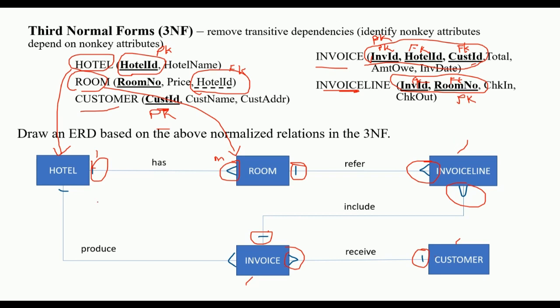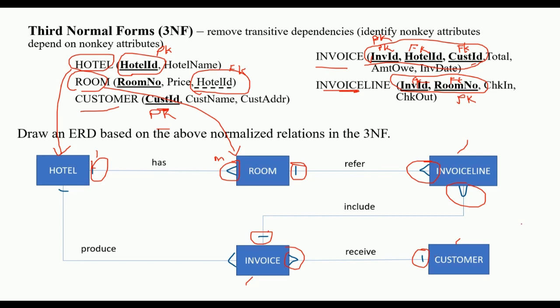Very simple, right? So one hotel has many rooms, and one room can be referred to by many invoice lines. Like invoice line has many entries for one room. Check in and check out, there will be many, right? For different dates. And then one invoice can have many invoice lines or invoice details, and one customer receives many invoices. One hotel generates or produces many invoices. So it makes sense.